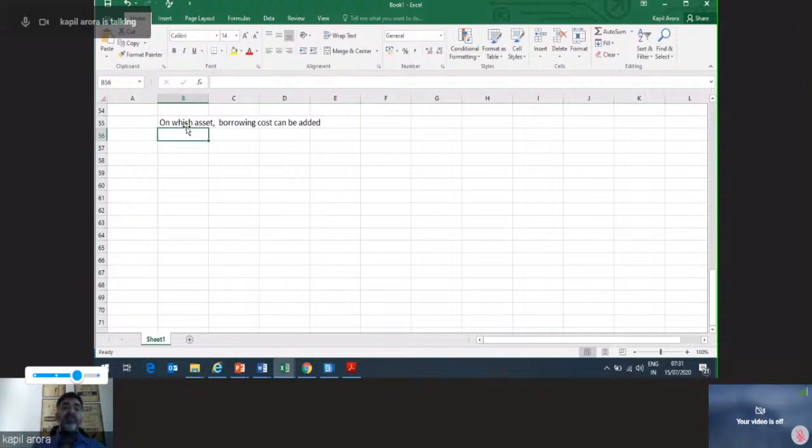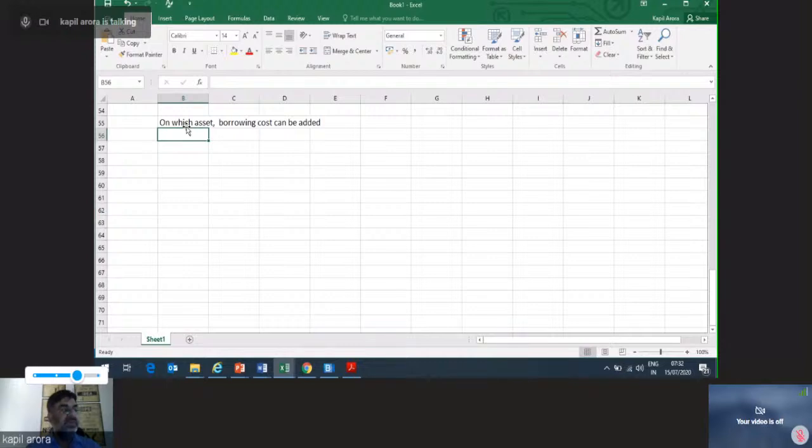But at the time of payment, or at the year end, the GBP rate has gone from 1 GBP equals 80 rupees to 1 GBP equals 100 rupees. So while paying back, I have to pay 20 rupees extra for every GBP. I have saved 6%, but I am paying an additional 20 rupees back. So that 20 rupees, because it is related to the loan, will also be considered as borrowing cost.